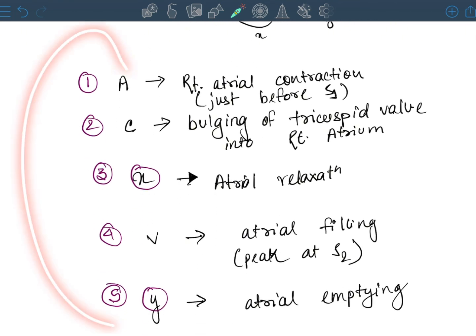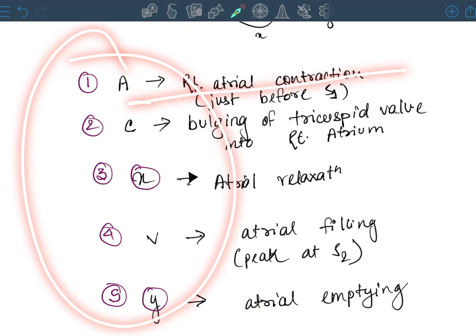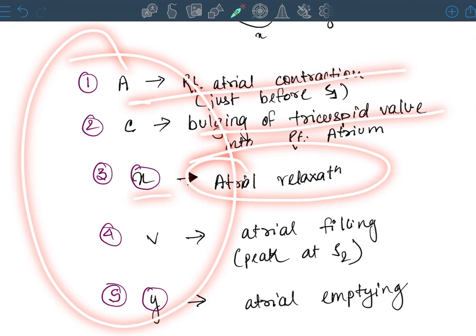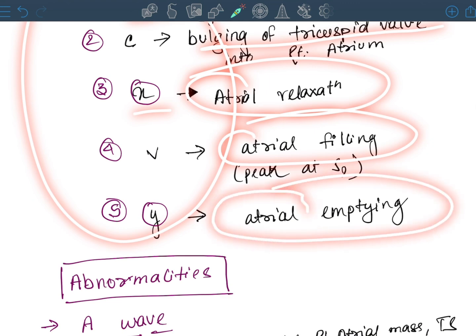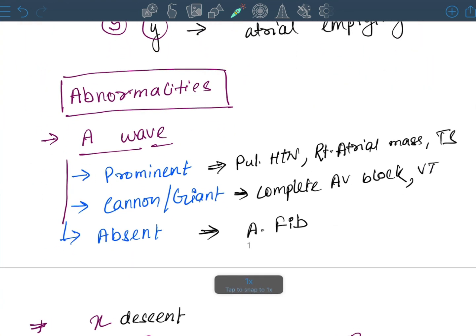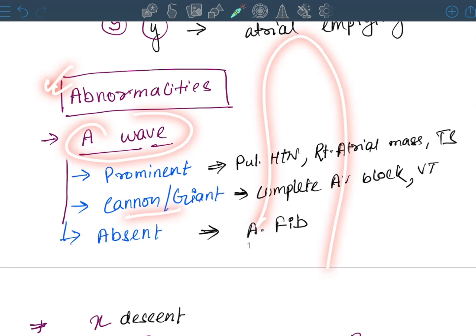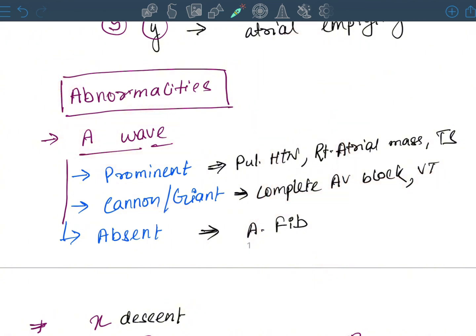So this is the normal condition. A for right atrial contraction, C for tricuspid valve bulge, X stands for atrial relaxation, V stands for atrial filling, and Y stands for atrial emptying. Now the abnormality. As I told you, in the A wave, the cannon or giant, if the A wave is very large, it stands for complete AV block or VT. VT stands for ventricular tachycardia.